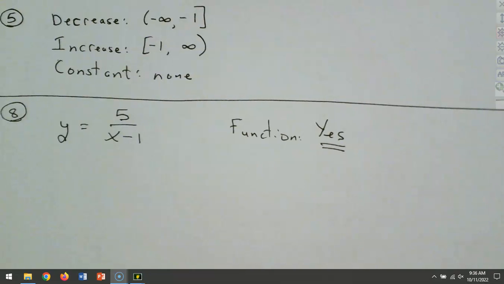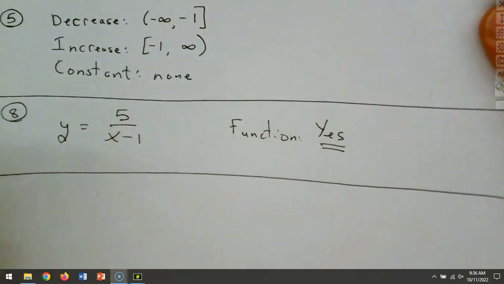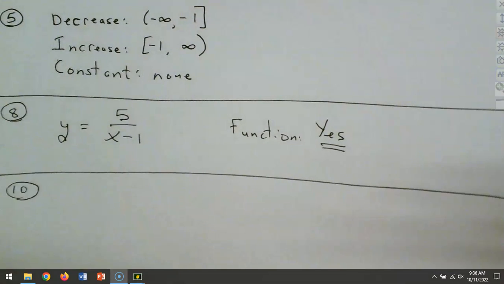What would make something not a function? Well, if it had like a y squared or y to the fourth or y is underneath the square root, things like that would make it not a function. But this one has been solved for y, so it is a function. Question 10. Give the domain and the range.